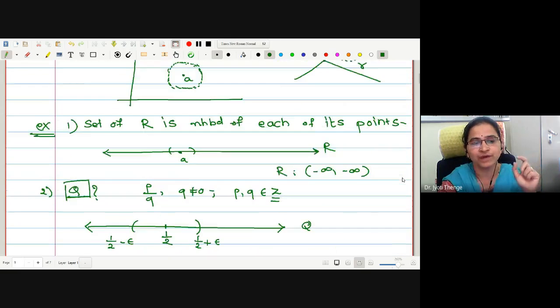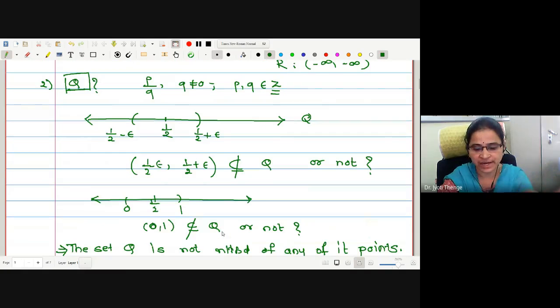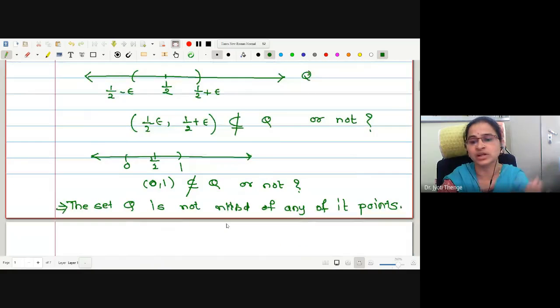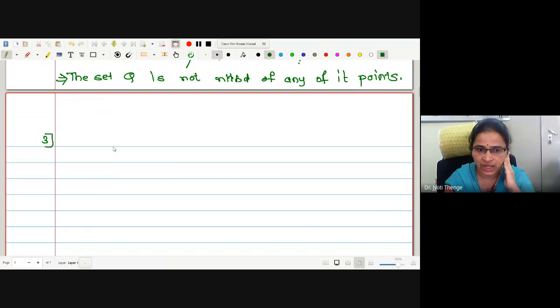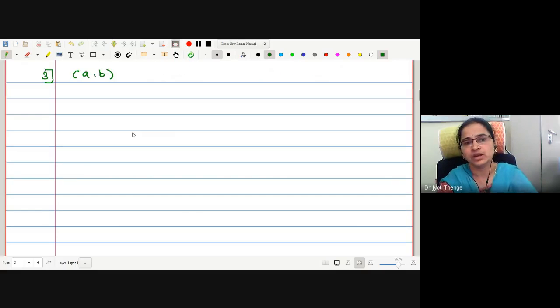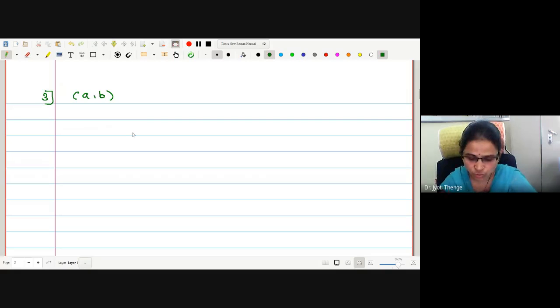Okay. For one example, we have seen set of real numbers is neighborhood of each of its points, but set Q is not a neighborhood of any of its points. कोणत्याही पॉइंटचा तो neighborhood नाहीये. Okay. Now let me go for one more example. We'll just think of open interval. Now you tell me whether this open interval is neighborhood of each of its points.